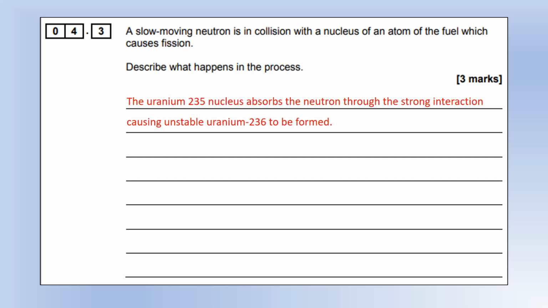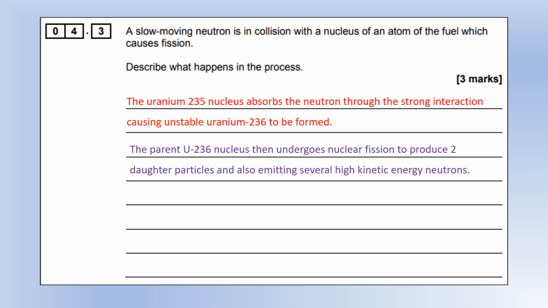Okay, so first of all, the uranium-235 is what's in our fuel rods, so it absorbs the neutron through the strong interaction. So we've gone from uranium 235 now to uranium 236. Now, uranium 236 is unstable, so this is when fission occurs. So we call the 236 the parent nucleus. It undergoes fission to produce two daughter particles, and they can be a range of different types of particles, but it also emits several very high kinetic energy neutrons, which is how it can then produce a chain reaction.